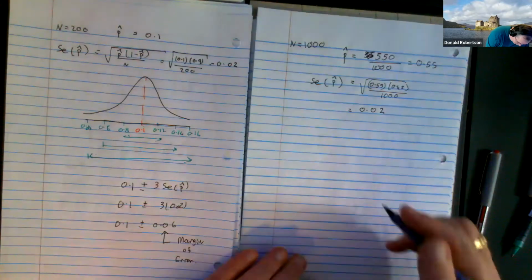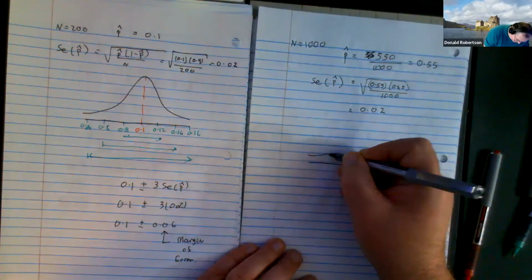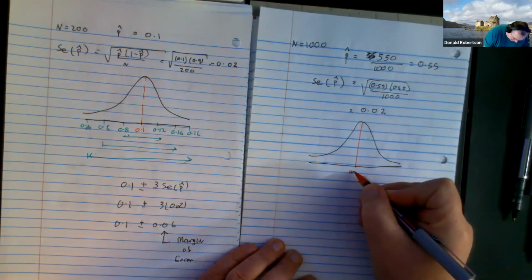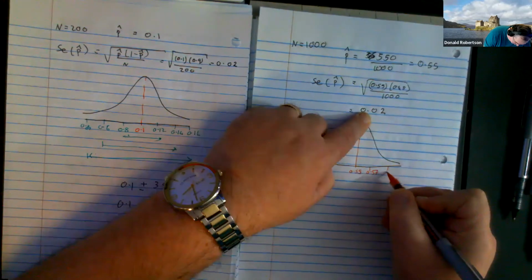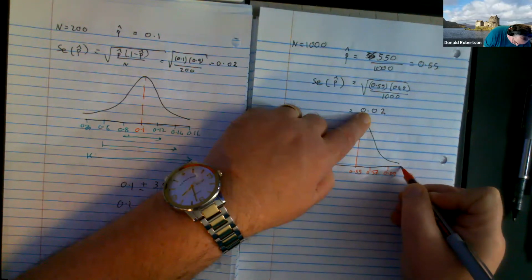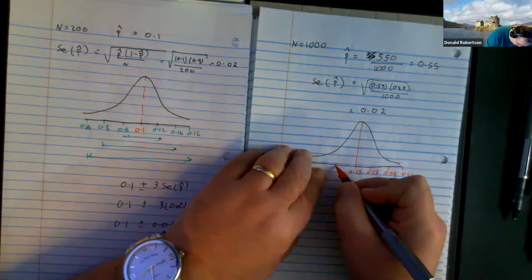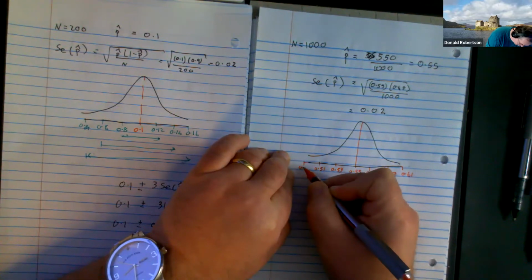Then I'll build my usual guy that looks like that. Right in the middle is what my sample said. And then I'm going to add 2%, add 2%, add 2%. On the other side, I'm going to take away 2%, take away 2%, and finally take away 2%.